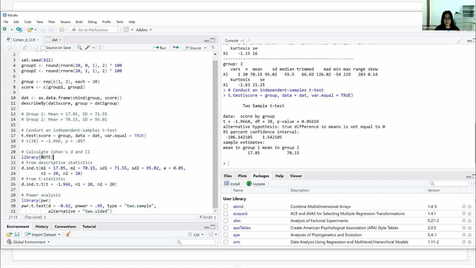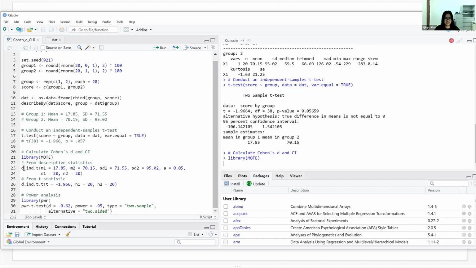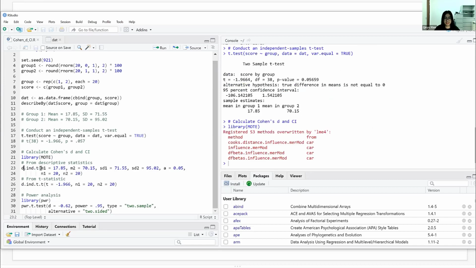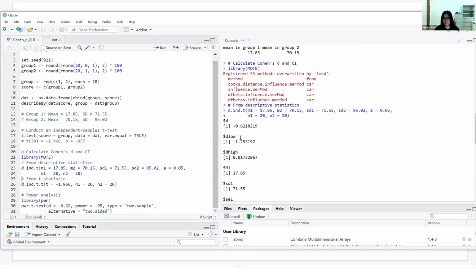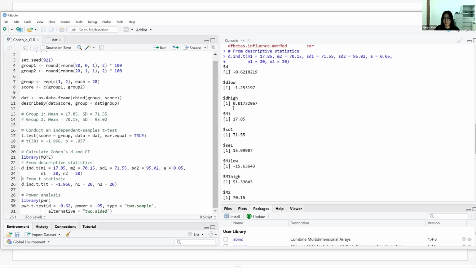Then you have to load this package when you want to use the functions from this package. And there's a function from MOTE that is called Cohen's d for independent samples t-test, and this function takes in a lot of descriptive data, an alpha level of 0.05, and the sample size, and the thing it generates is the effect size. You can see that it first describes the descriptives. They have a d calculated here. This is d equals minus 0.62, and the confidence interval is minus 1.25, and the upper limit is 0.01.